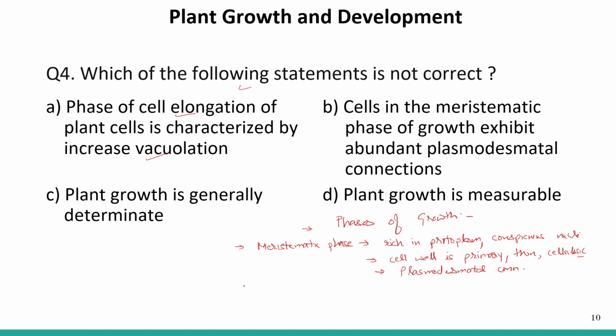Now let's talk about the next phase, the elongation phase. Okay, during this what happens? Cell enlargement takes place. And then what else do we have? We have the increase in the number of vacuoles, which means increased vacuolation. Alright, and what else? There is deposition of new cell wall material also.